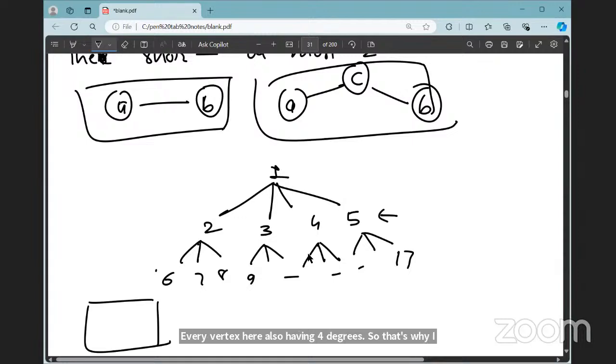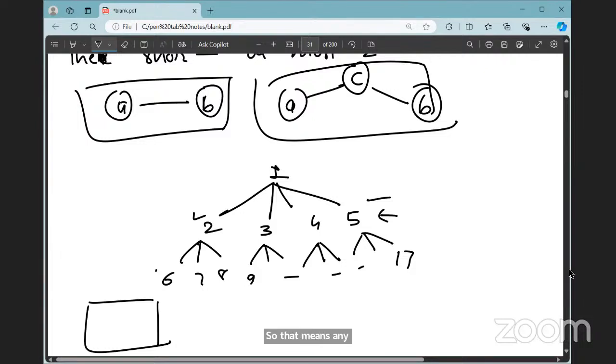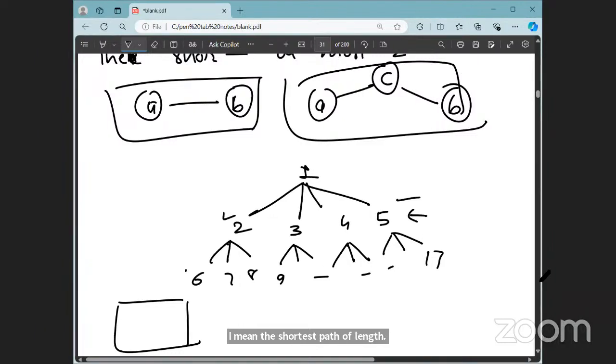And also the smallest path between any two vertices here, if you compute, could be either 1 or 2. So I can reach from 2 to 5 using this path, 2 to 3 using this path, 1 to 6 using this path. That means the shortest path length between any vertices will be at most 2. So if you consider any other vertex beyond the 17, you have to list it at level number 3. But then the shortest path between 6 and 1 will be more than 2. So that's why the answer is 17.